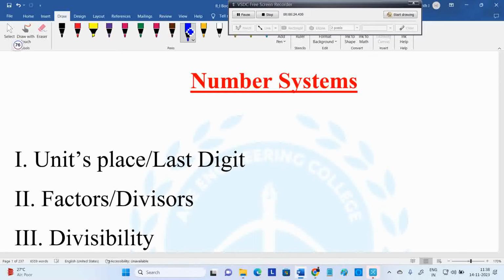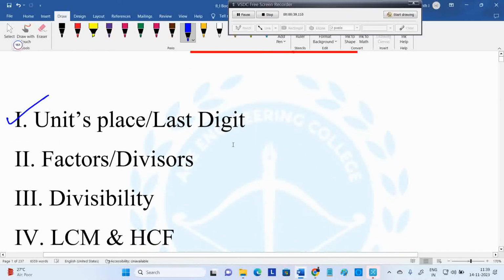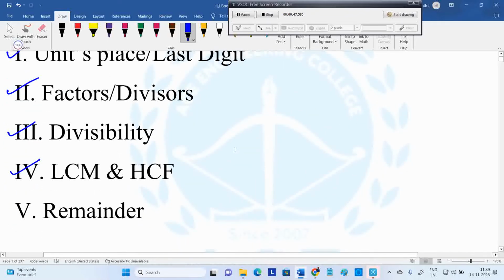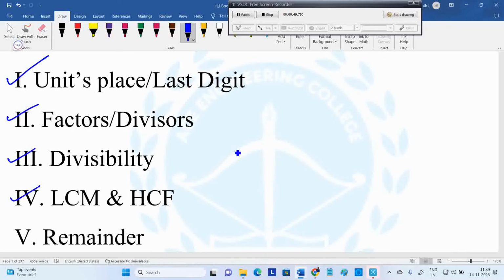In this, the different concepts we are going to focus on are very important: units place, our last digit. I'll explain one by one, don't worry. This is the outline of what we are going to discuss in number systems. Units place or last digit. Next, factors or divisors. Divisibility concept, LCM and HCF. The other one is remainder. These five concepts we are focusing on in the number systems topic.